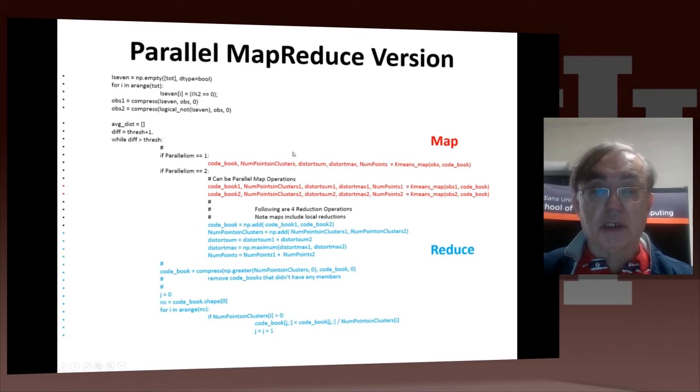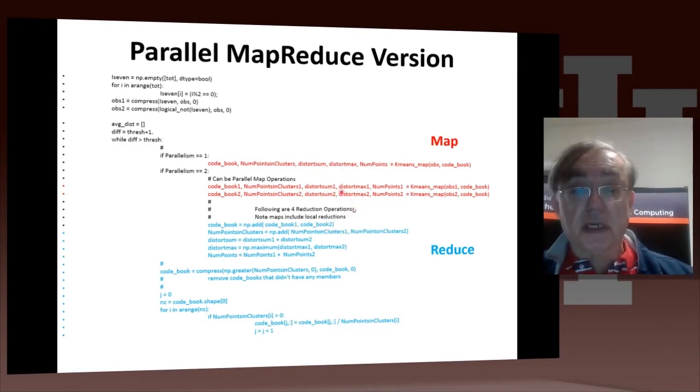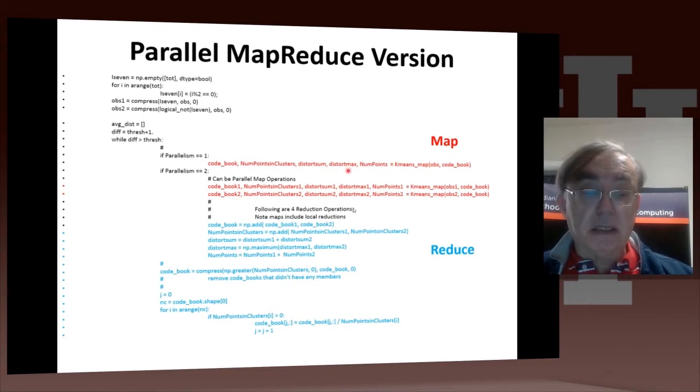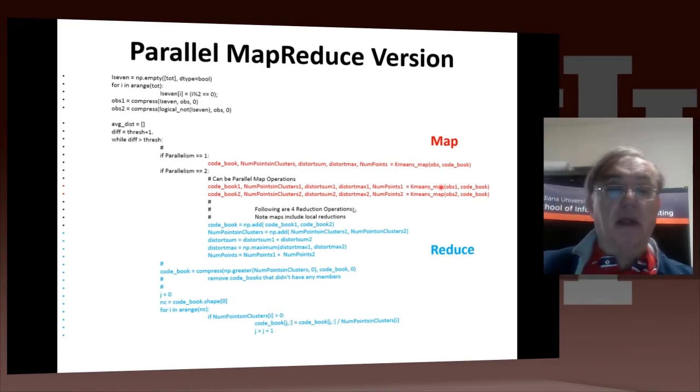The code is shown here, and this code is available for you to look at in a larger font size. It has both the map and the reduce steps here. The map is a call to kmeans_map, which we'll go through on the next slide. We only set this up as an illustration for the two cases of parallelism 1 and parallelism 2. The interesting thing is we call the same function, kmeans_map, for 1 or 2. We just call it twice if the parallelism is 2.